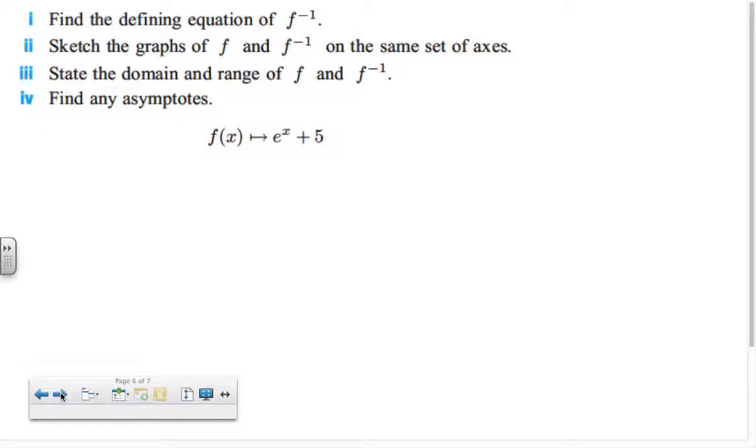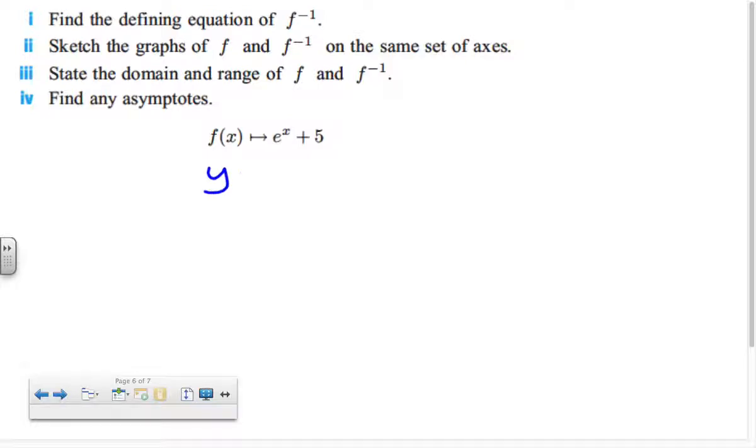Okay, so again, this is a second part of your homework tonight. It says find the defining equation of f equals -1. And it asks you to sketch both graphs on the same axis. I do want you to show those pictures, do them on the graphing calculators, but then write them on your homework. And then state the domain and range. You can find those from the graphs, and then find any asymptotes. So 2, 3, and 4 I'm not going to do with you, but I will find the inverse.